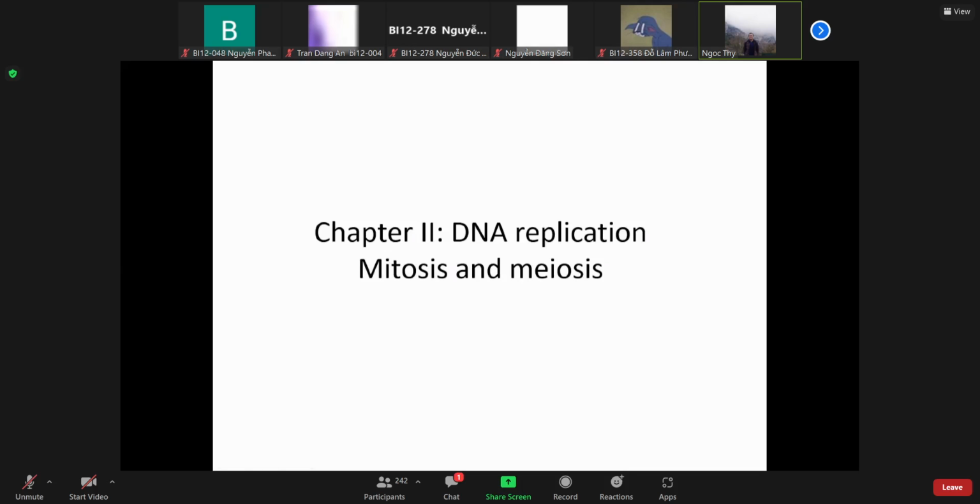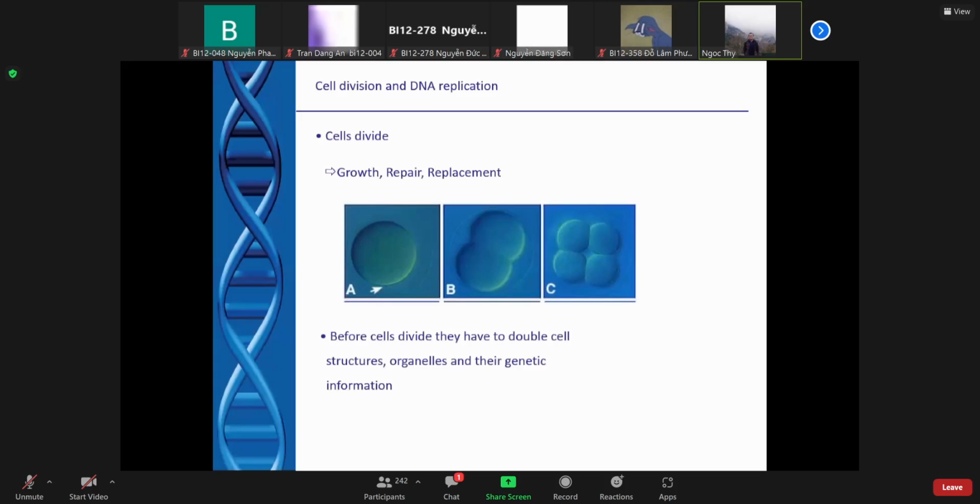In the next chapter, we will discuss the mechanism of how DNA is replicated and the differences between mitosis and meiosis. First, talking about DNA replication, we have to talk about cell division and the cell cycle.